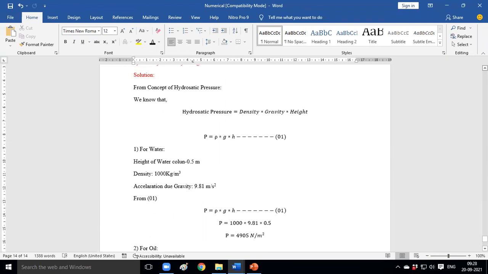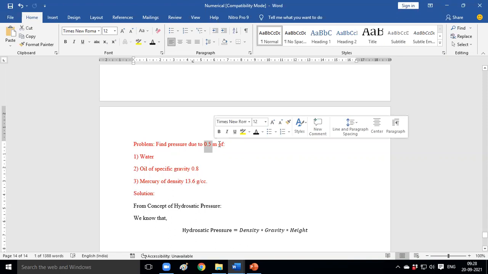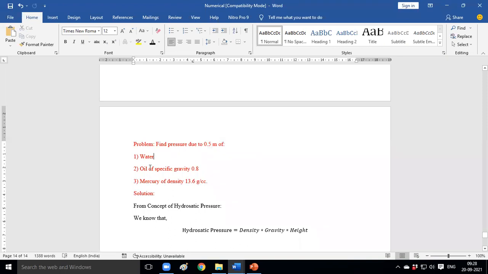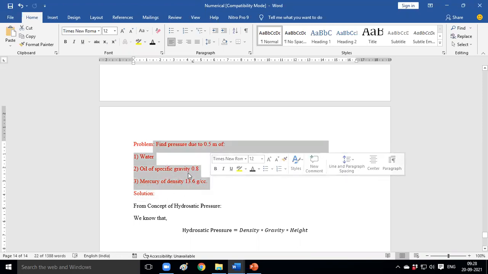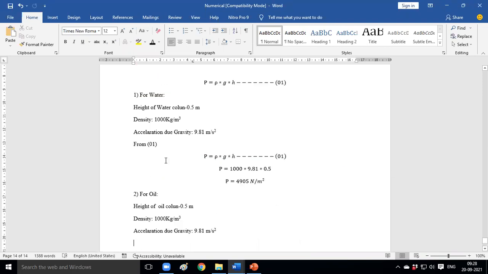Height of column is same, 0.5 meter, for water as well as oil as well as mercury. The height is common for all these three fluids mentioned in the numerical. That height is 0.5 meter. So we can write here, the height of oil column, 0.5 meter.